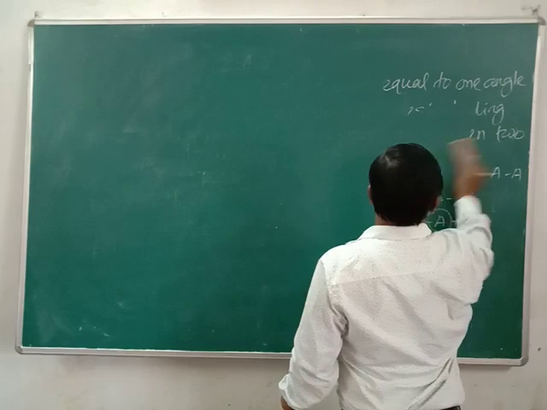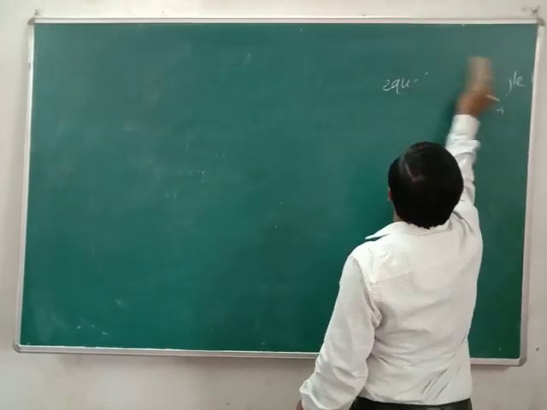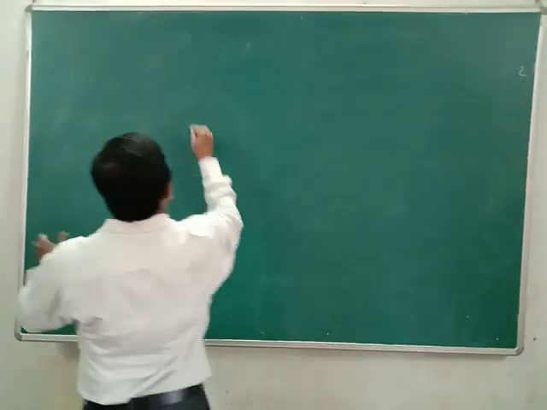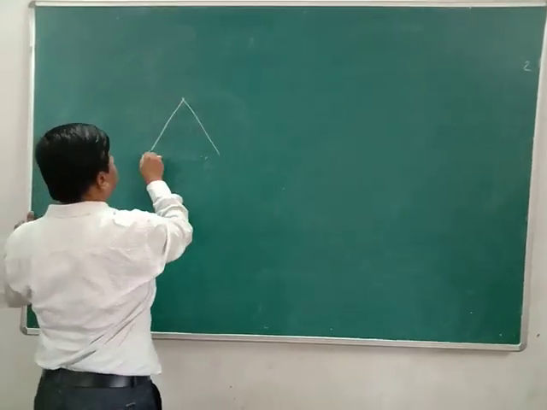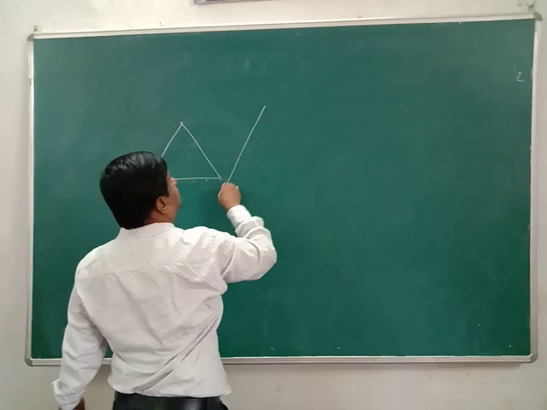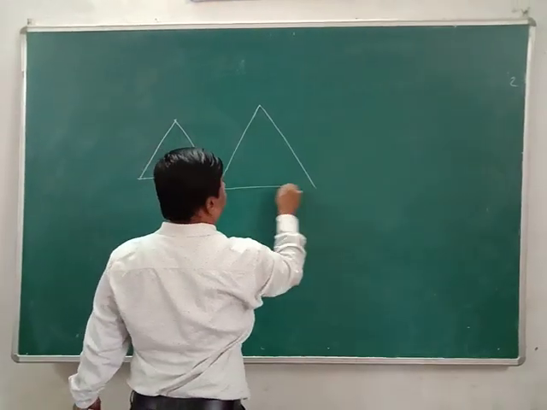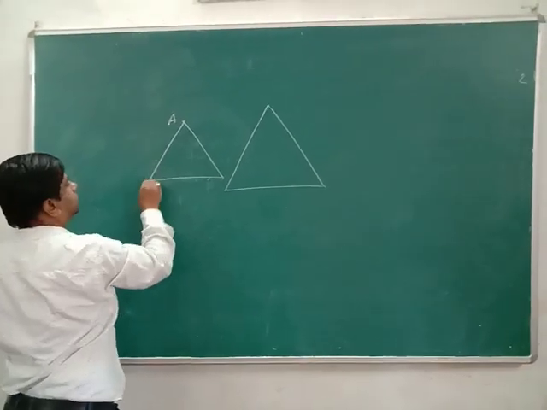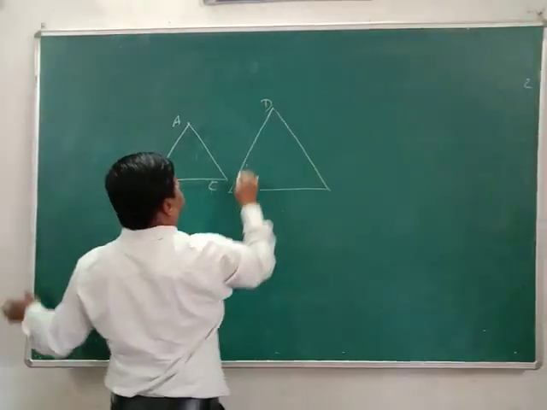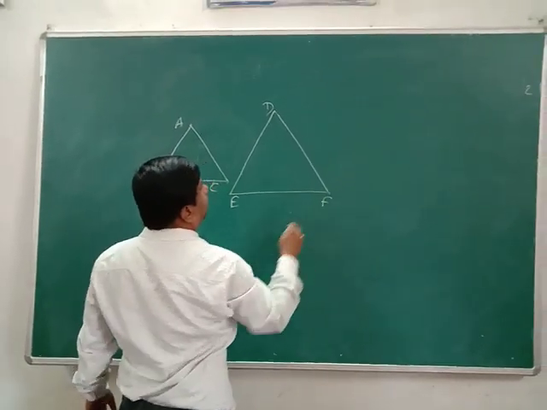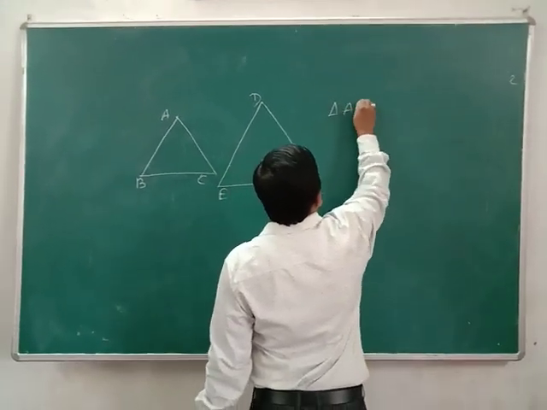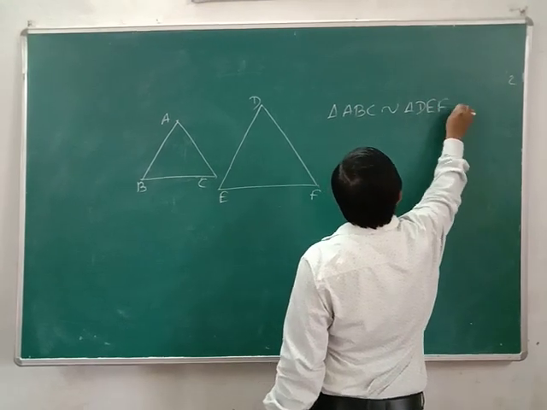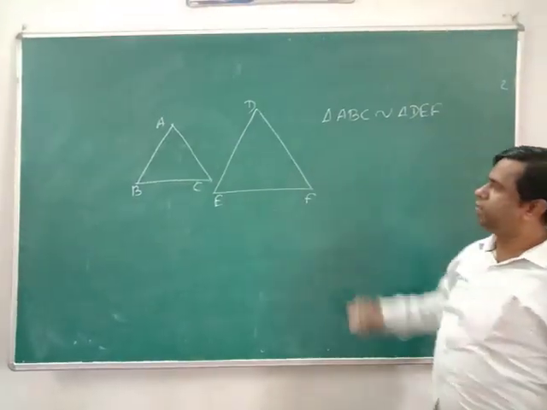So I am extending this concept to give you the relation between the perimeters. Suppose triangle ABC is similar to triangle DEF. Suppose it is given triangle ABC is similar to triangle DEF.